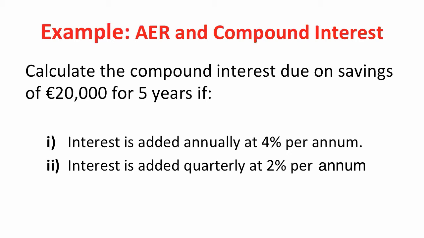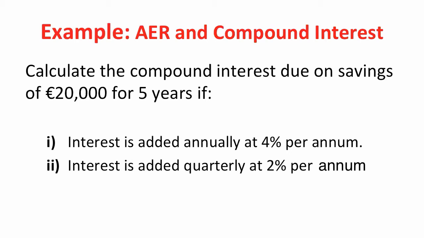So that 2% is your nominal rate, but now that we know that we're going to be paid 4 times a year, we're going to have to get a real rate of interest. I don't know what it is, so how do we find out? What are we going to do to find out what the real rate is? We're going to use the annual equivalent rate formula, okay?